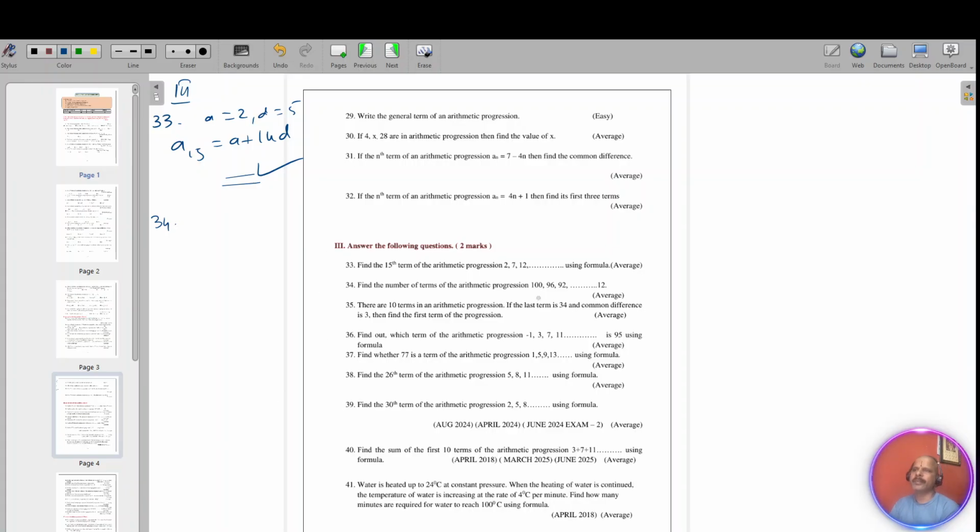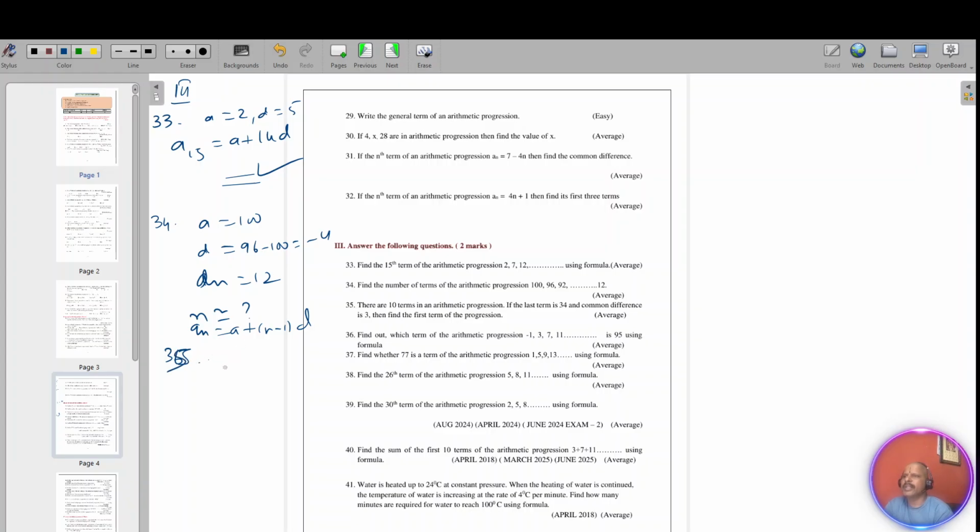Find the number of terms of the AP. So here you have to find N because A is 100, D is 96 minus 100, that is minus 4. And L means AN is 12. Find N here. You can find that using AN is equal to A plus N minus 1 into D. That is fifth, we'll see.